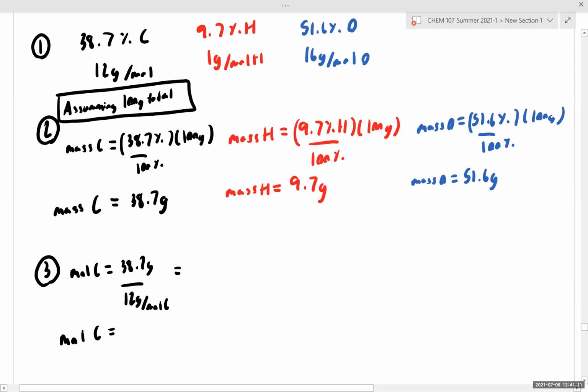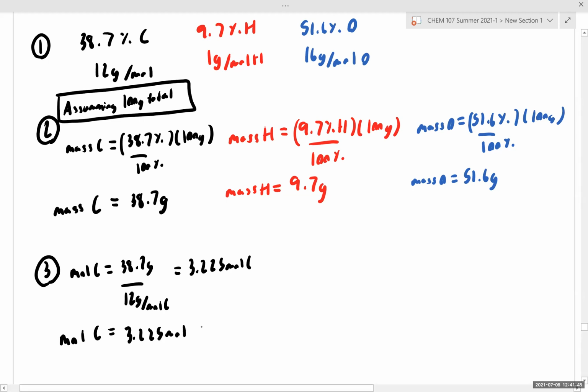Punching that into our calculator, that gives us 3.225 moles of carbon. I would recommend not rounding until the end, especially in empirical formula calculations where small rounding errors can make a huge difference. Does this make sense to everyone so far? Yes.